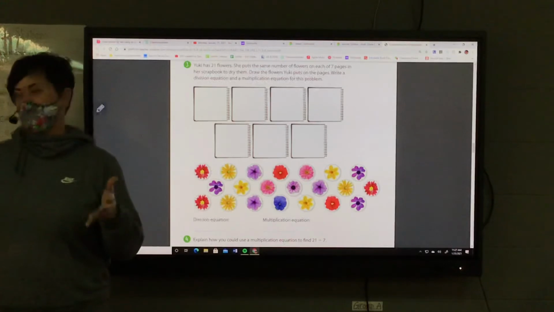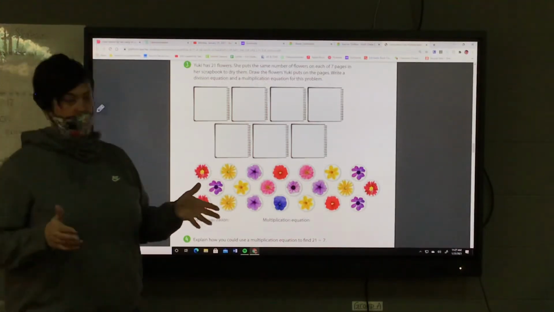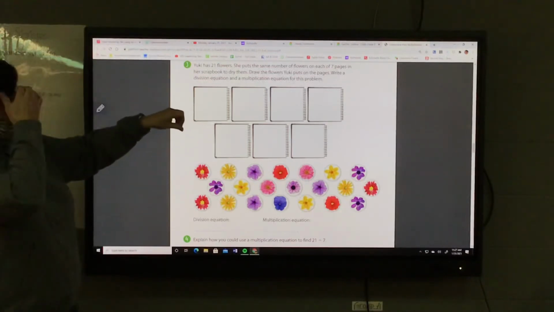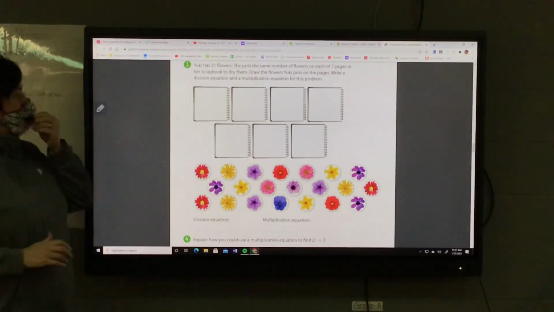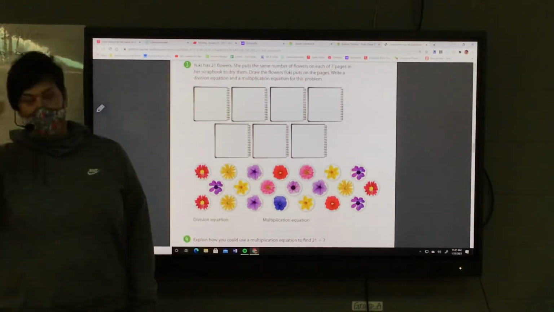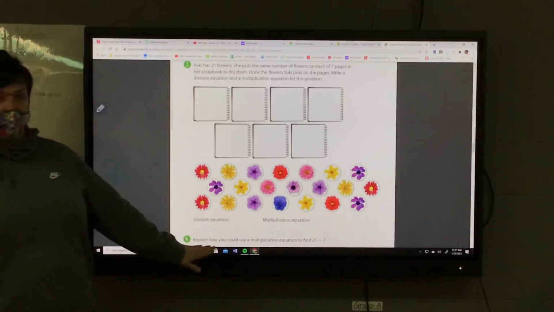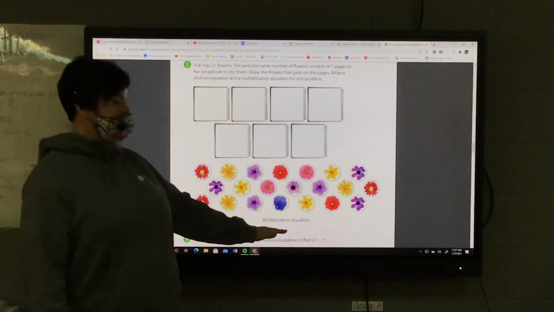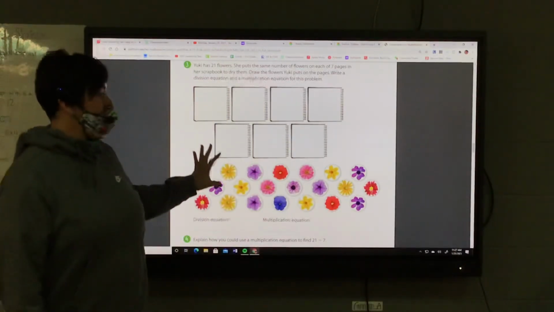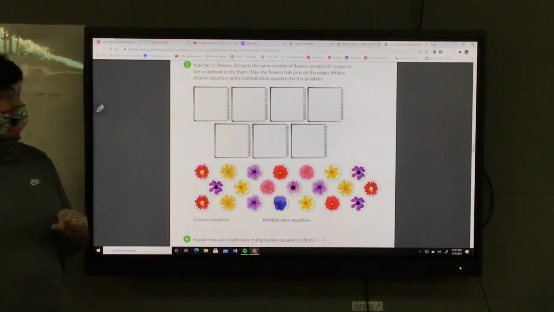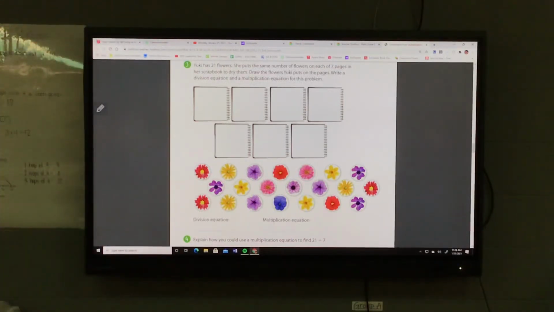Now, do they have to actually look like flowers? No. You could just draw quick little circles, okay? So draw the flowers, and then, like we did on the page before, write your division equation and write the multiplication equation that goes with the information that you create in your picture. Ready, go.